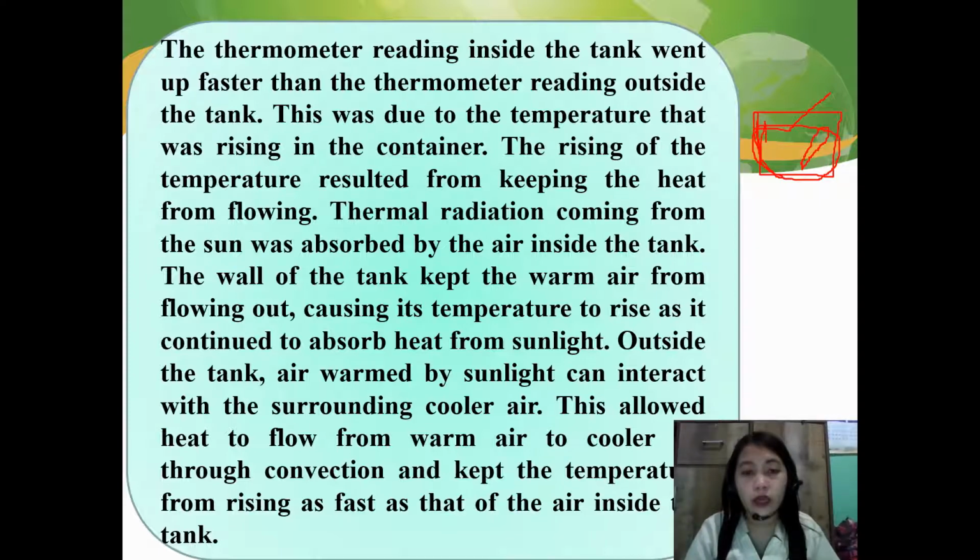Outside the tank, air warmed by sunlight can interact with the surrounding cooler air. This allowed heat to flow from warm air to cooler air through convection and kept the temperature from rising as fast as that of the air inside the tank. So that's the reason why the temperature outside the tank is lower compared to the temperature inside the tank. So this activity illustrates the greenhouse effect that's happening in the Earth's atmosphere.